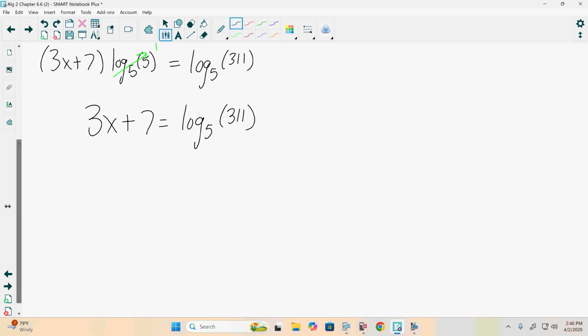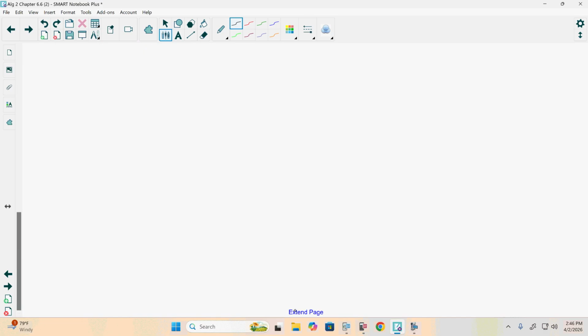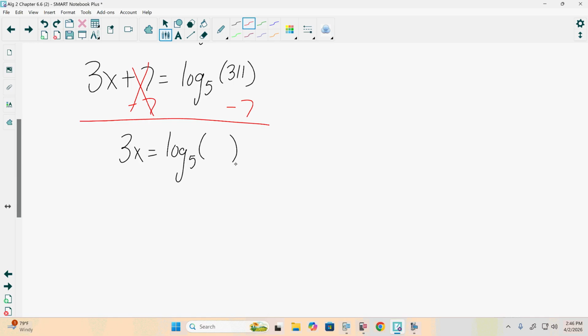Because 3x times 1 is 3x, and positive 7 times 1 is plus 7. So you just get 3x plus 7. Is x by itself? No. So we need to solve for x, yes? So we can subtract 7 from both sides. 7 minus 7 here is 0, giving us 3x is equal to log base 5 of what? It's still 311. This would not be 304.